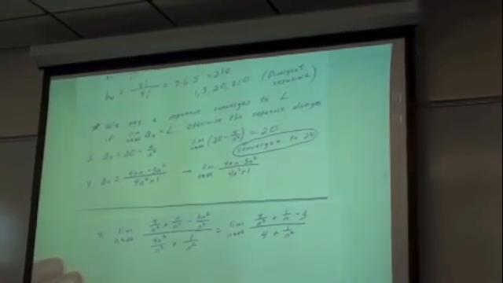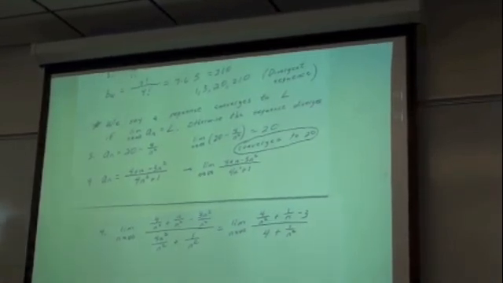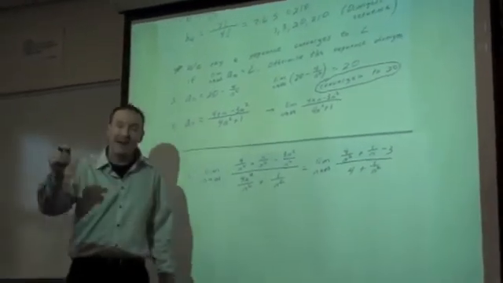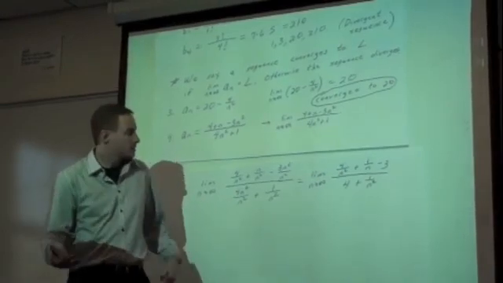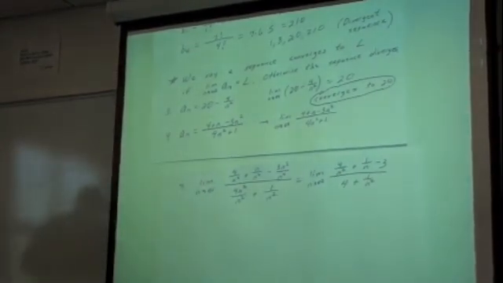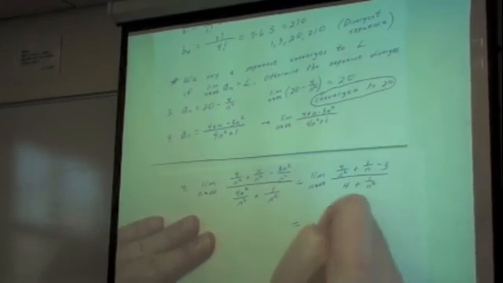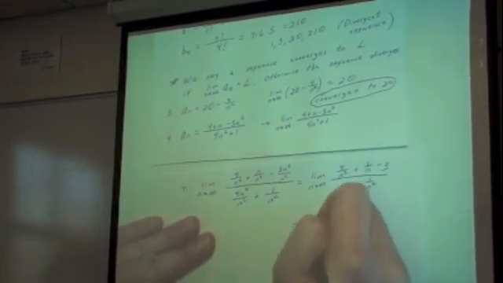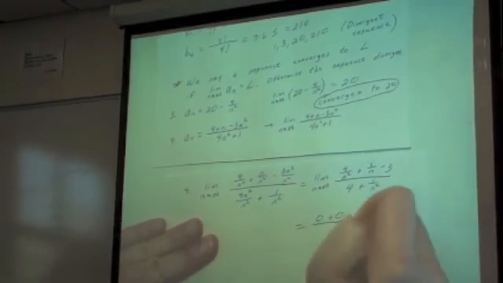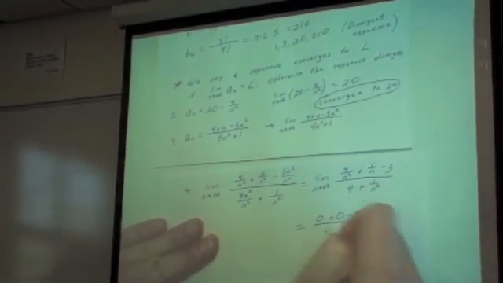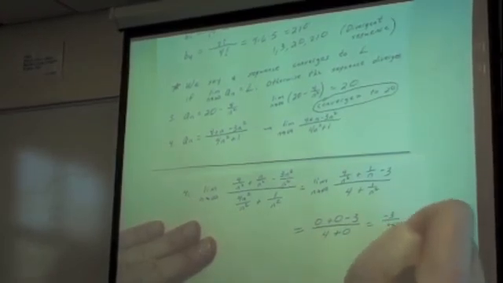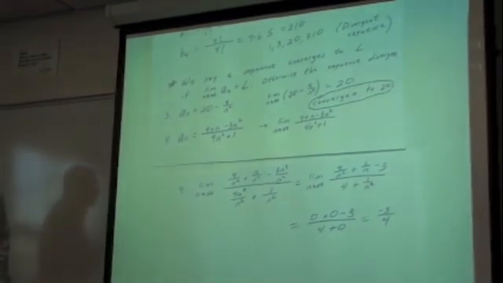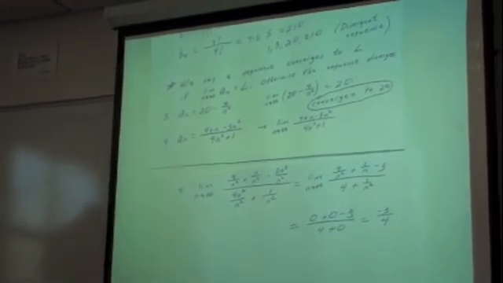Now you're able to take the limit. Once you algebraically simplify, you go ahead and allow n to go to infinity. By definition, any finite number divided by infinity is 0. So when I take the limit here, I'll drop the limit notation. My first term is 0 plus 0 minus 3 over 4 plus 0. My answer, negative 3/4. So I would say this sequence converges to negative 3/4.